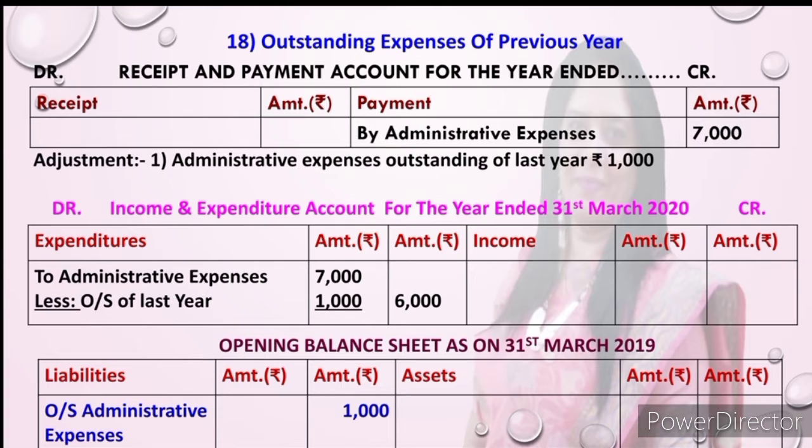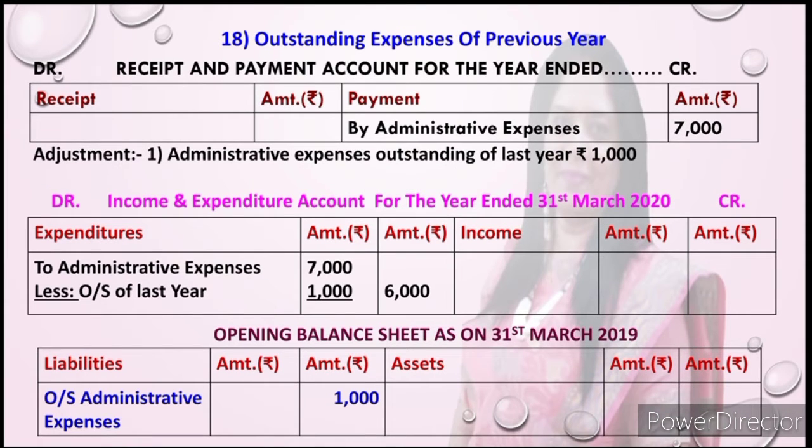The second effect will be given in the opening balance sheet because this is the outstanding expense of last year. So on the liability side you have to record outstanding administrative expenses 1,000 in the opening balance sheet.